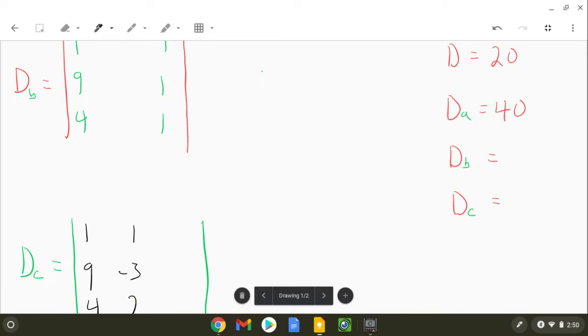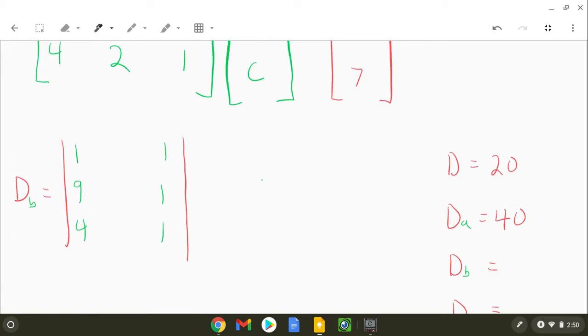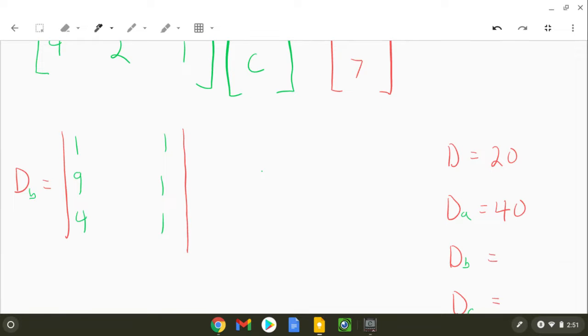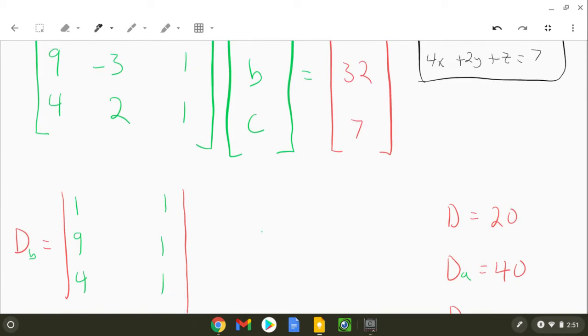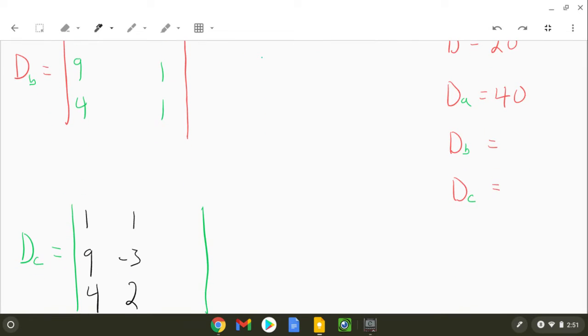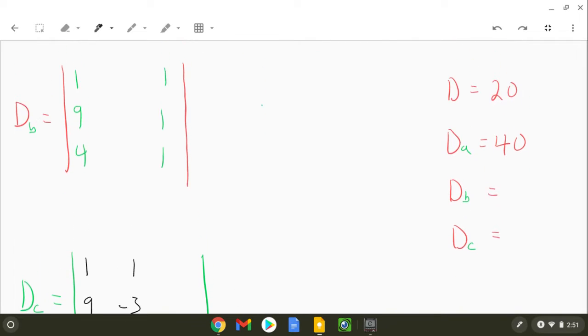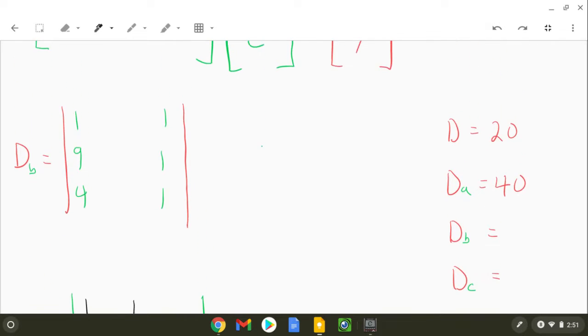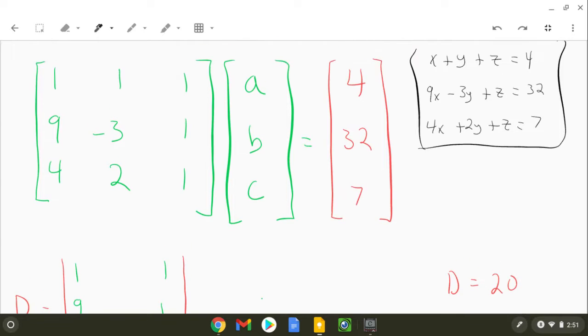Anyway, in that last video, we found the regular determinant, the determinant of the overall one. We did that by hand, and we also did d sub x, or d sub a in this case. So we got those two. In this video, we're going to find d sub b and d sub c, but we're going to use our calculators for it. So make sure you have the old TI-84.